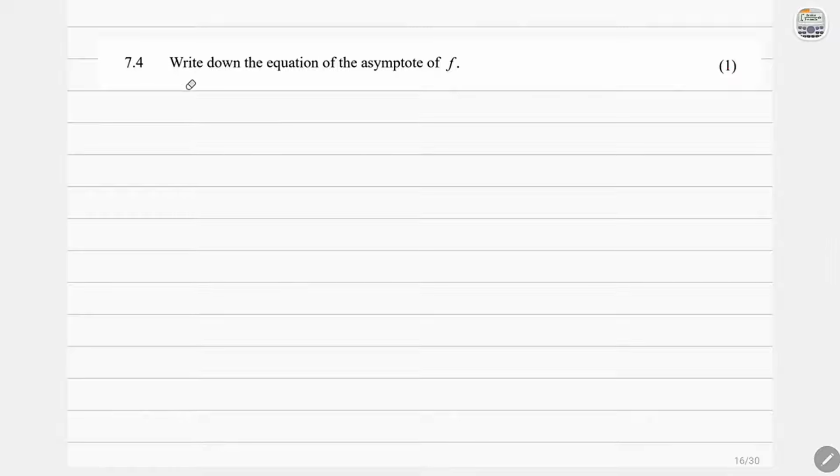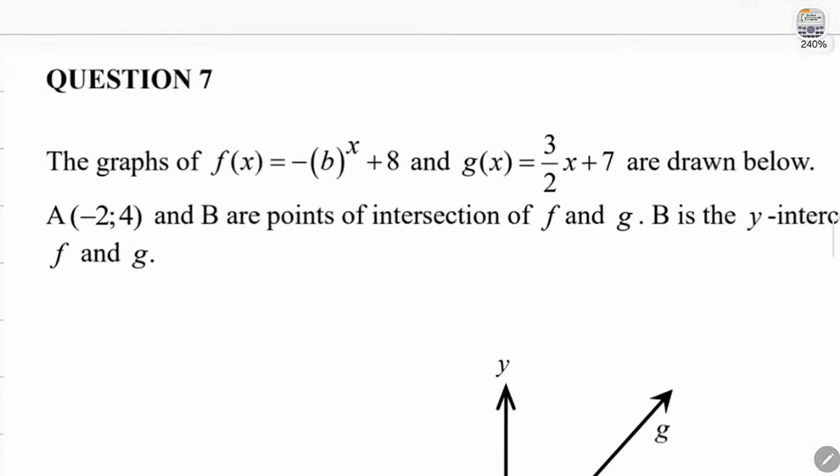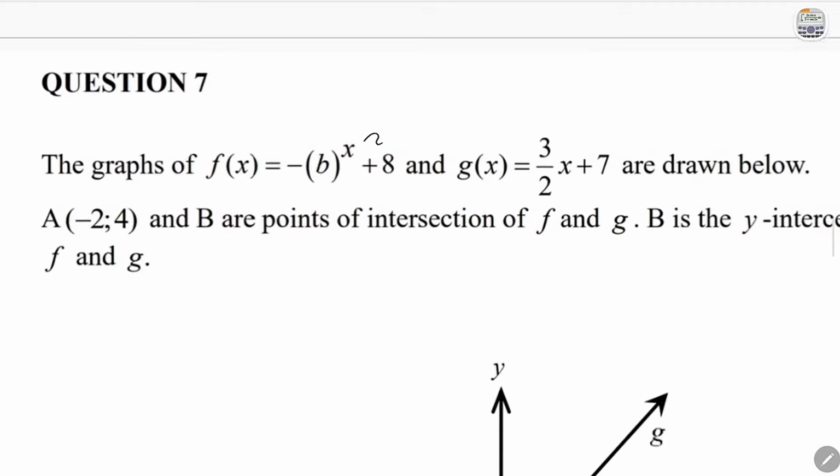Then question 7.4 says, write down the equation of the asymptote of f, so of our exponential function. There's our exponential function. You can see the asymptote is always that value that was added or subtracted. Okay, we can say added.